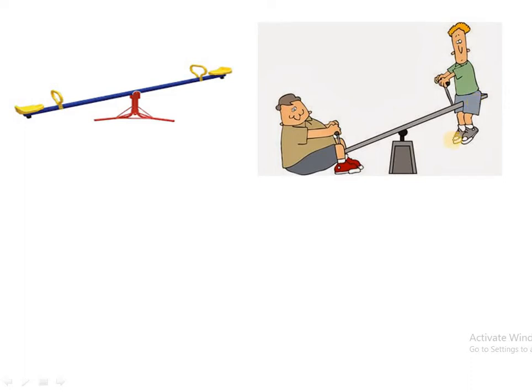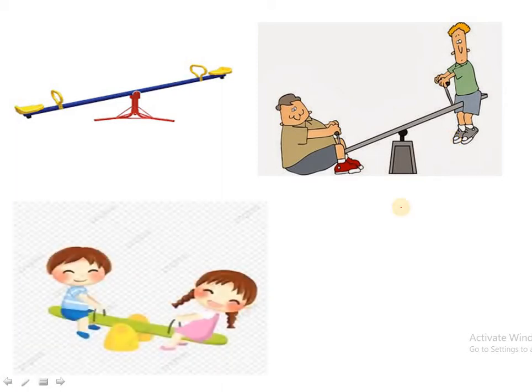When the system is balanced, or in equilibrium, the masses of both the children will be exactly the same. Then you can say that this is in an equilibrium condition, or in the balanced condition.